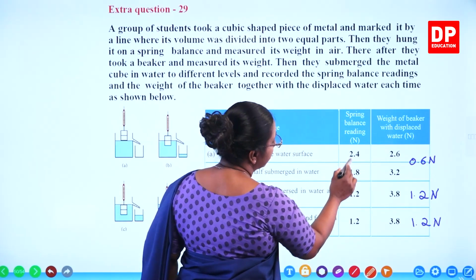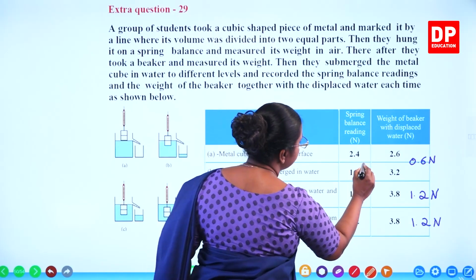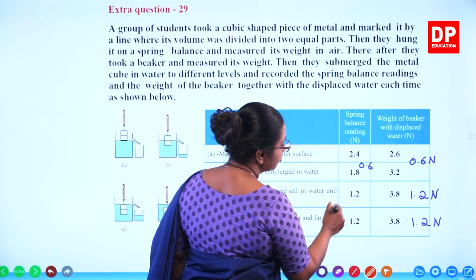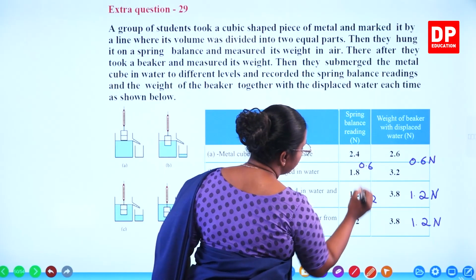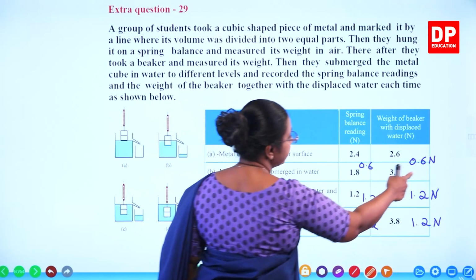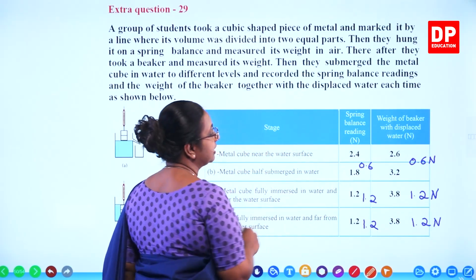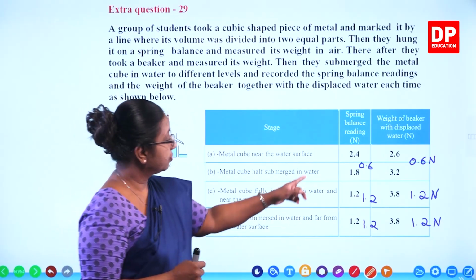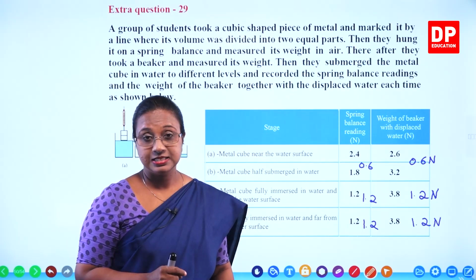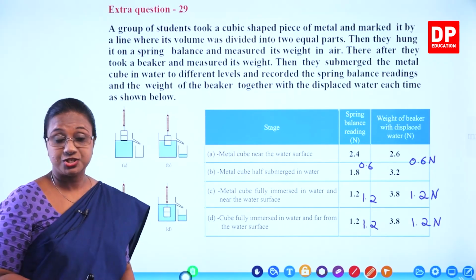The same way, 2.4 and 1.8. You have to subtract this, it's 0.6. Again, 2.4 and 1.2, this becomes 1.2, and 2.4 and 1.2, 1.2. Here you can see this is what we have calculated as upthrust. Here we have calculated the weight loss. So weight loss is equal to upthrust in all the instances. Is that clear to you all? With that, I will move on to the questions.